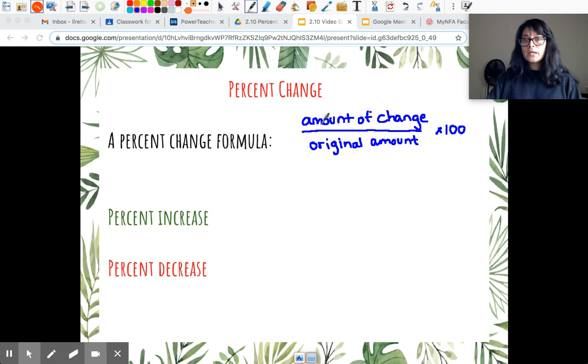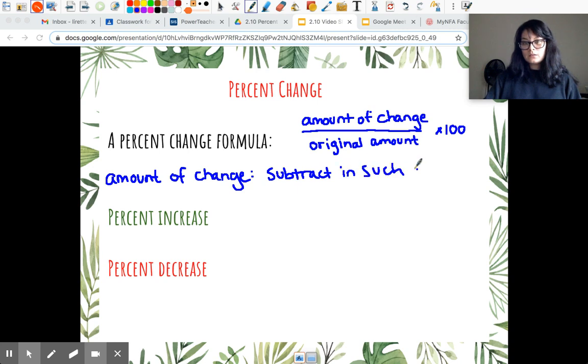It's also important to note that when we find amount of change, we're subtracting, right? And we always want to subtract in such a way that we get a positive number. So the amount of change, let's add some notes here. Amount of change. To find this, we're going to subtract in such a way that we get a positive difference.